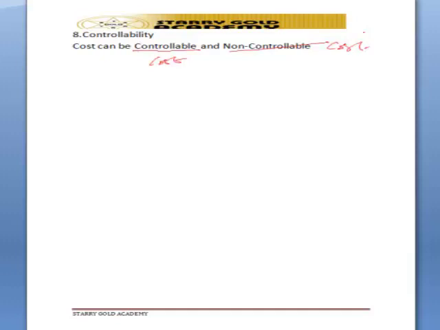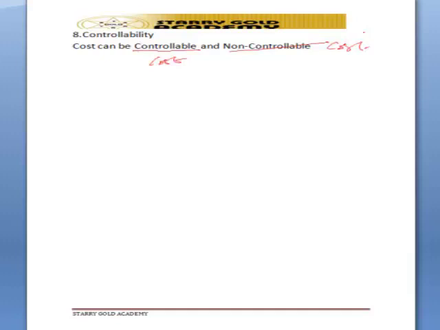Okay, so a controllable cost can be controlled by a person at a given organizational level. So controllable costs are not totally controllable. Must take note of that. Some costs are partly controllable by one person and partly by another person. So maintenance costs can be controlled by both the production department and the maintenance department, as well as the maintenance manager.